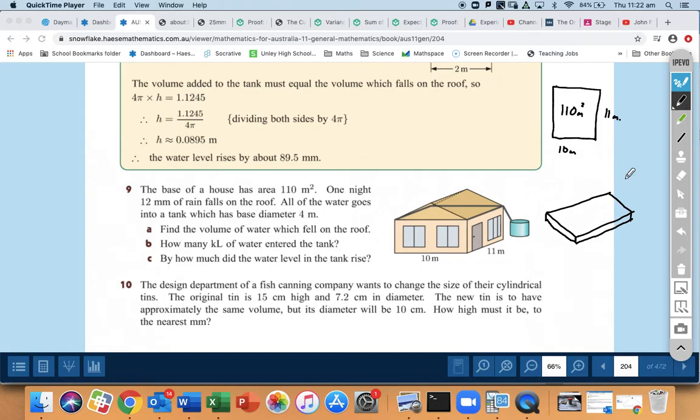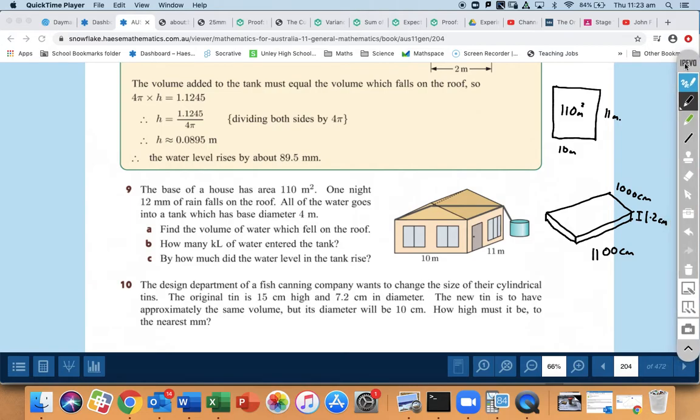So this 10 meters, I'm going to put it into centimeters. That's times 100, so that's 1,000 centimeters wide. 11, remember there's 100 centimeters in a meter, so I'm timesing by 100. That's 1,100 centimeters. And we had 12 millimeters, so this little height here, 12 millimeters. I can erase that and I'll have to leave it. That's 1.2 centimeters. Hopefully you can see that there.